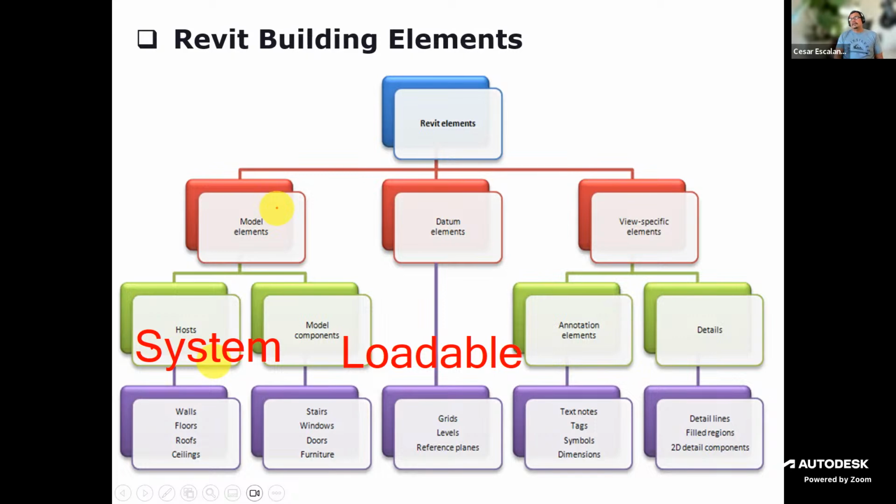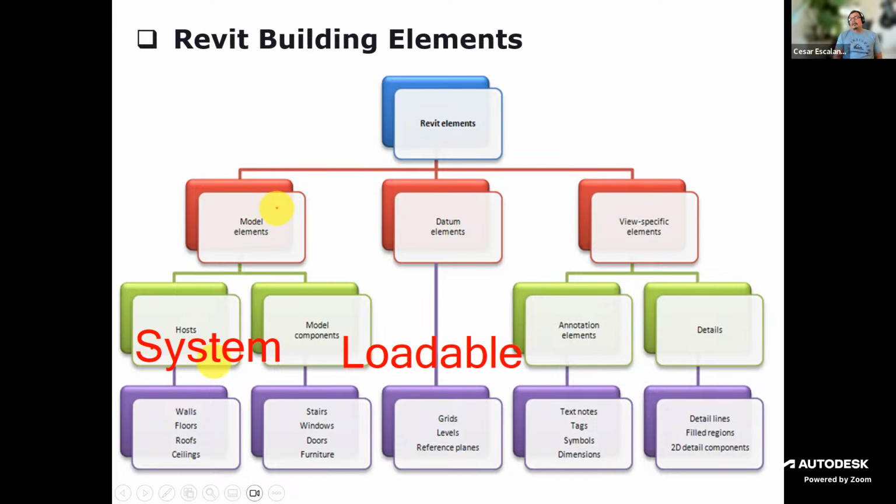But then usually these loadable components are manufactured elements that are unitized, and you can count them easily. On the other hand, you have host components that are also called system families. And please remember this, because this is Revit 101. System families cannot be shared between projects. An example of system families are the walls, the floors, the roof, the ceilings. So think of them as elements that you build on site that are not unitized, that have very unique boundary conditions that are project specific and specific to a room.